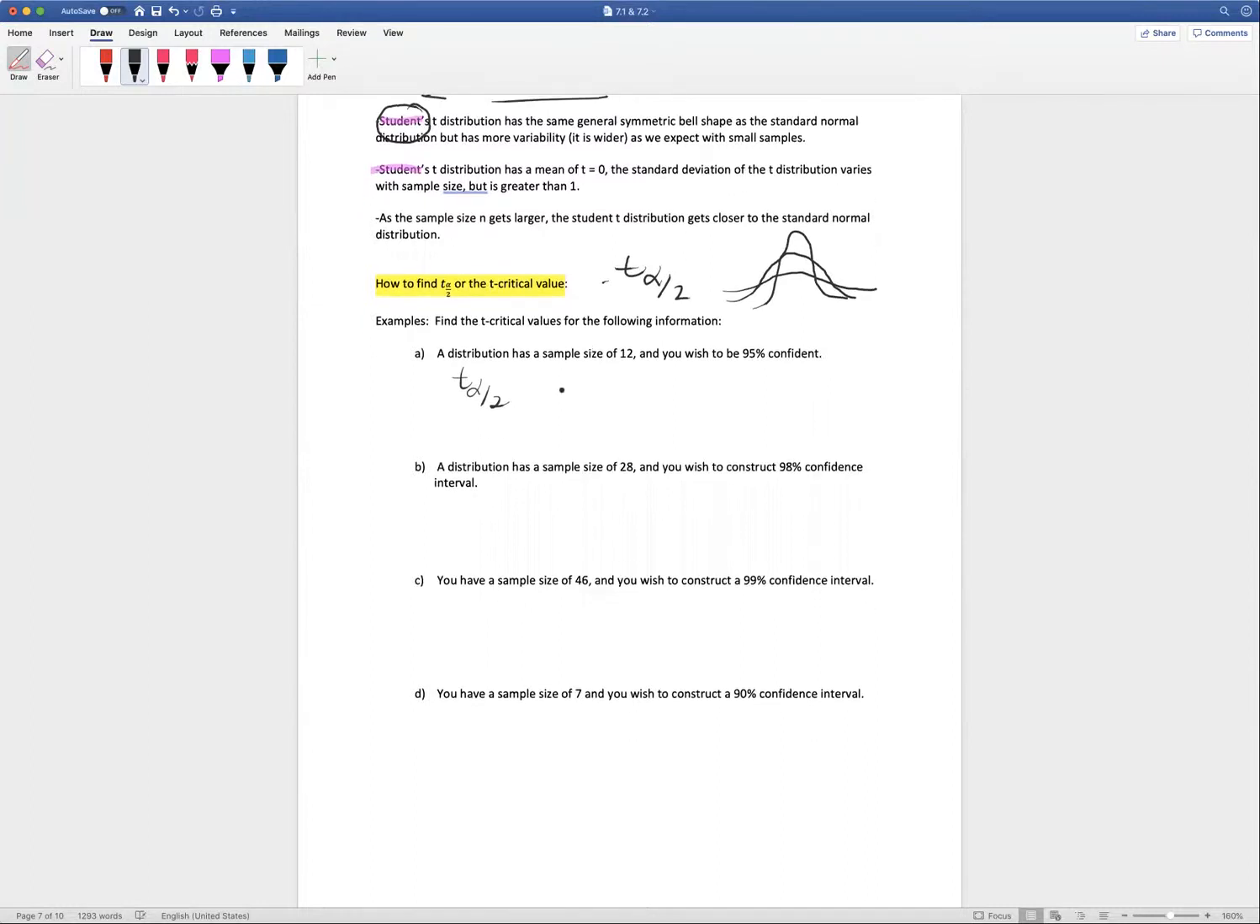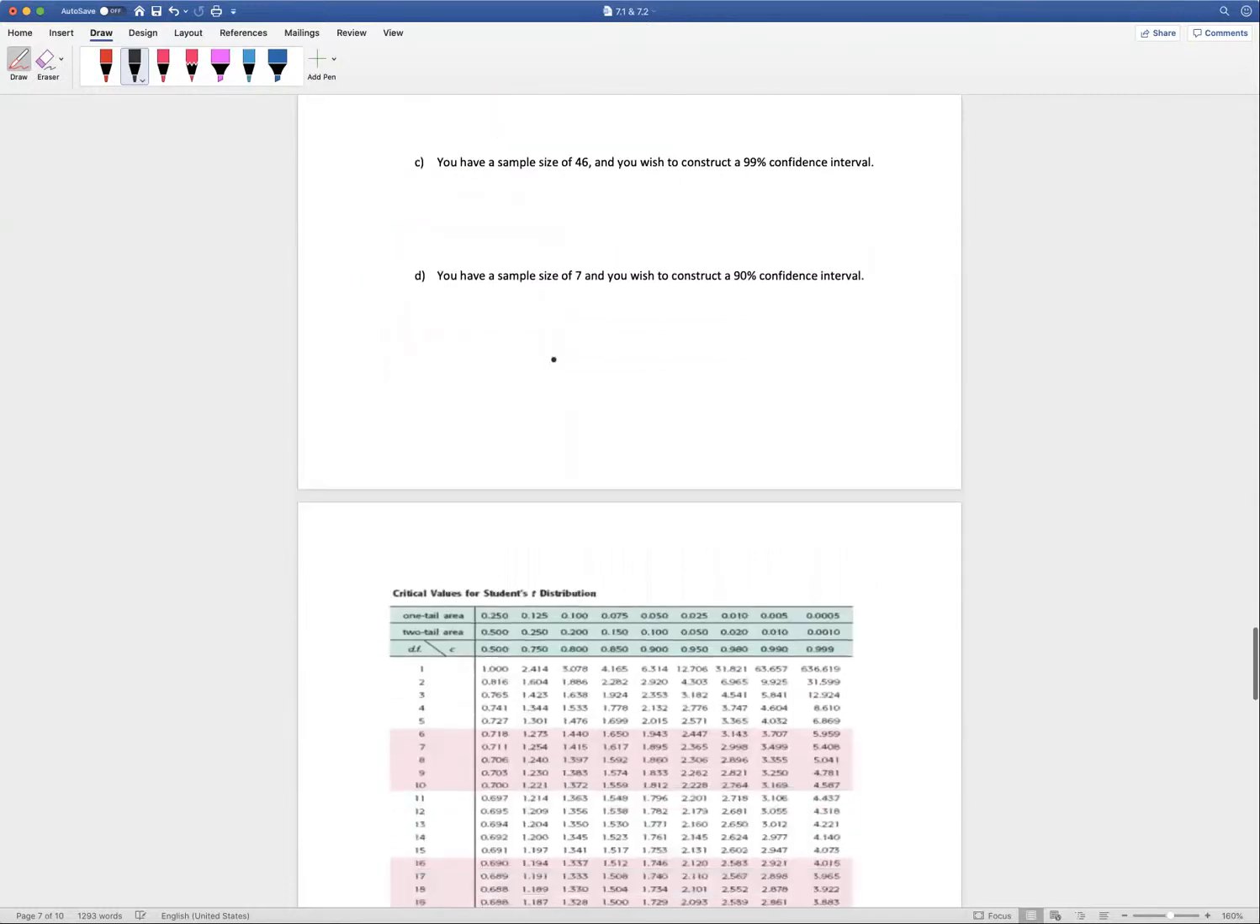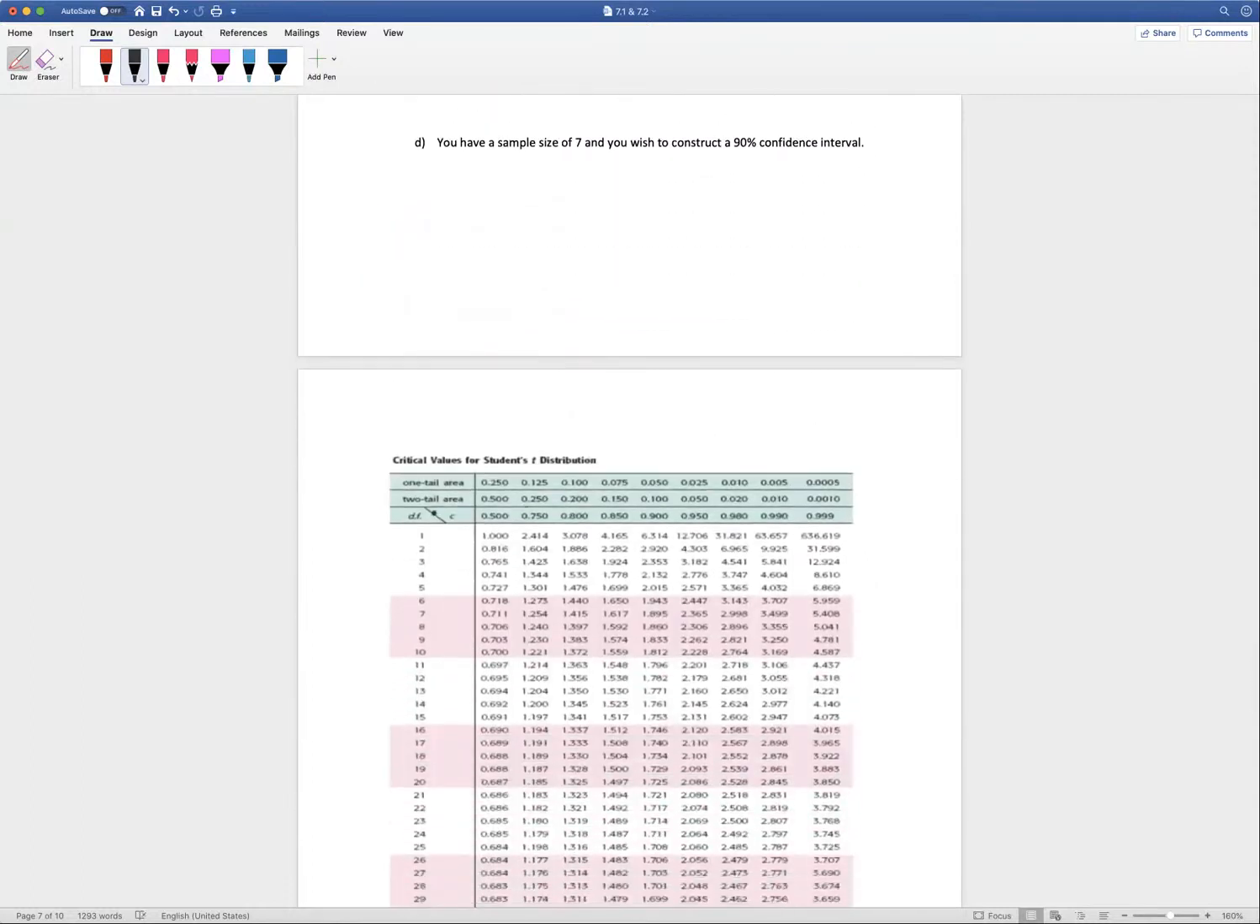Let's take a look at this first example. A distribution has a sample size of 12 and you wish to be 95% confident. Let's talk about how to find T alpha over 2. On the critical values for Student's T distribution, there's something called one-tailed area and two-tailed area. Confidence intervals are always located under two-tailed area, and that's why we call it T alpha over 2. There's a tail on the right-hand side and a tail on the left-hand side, and we're looking at the area in the middle. So for confidence intervals, we always use this second row.